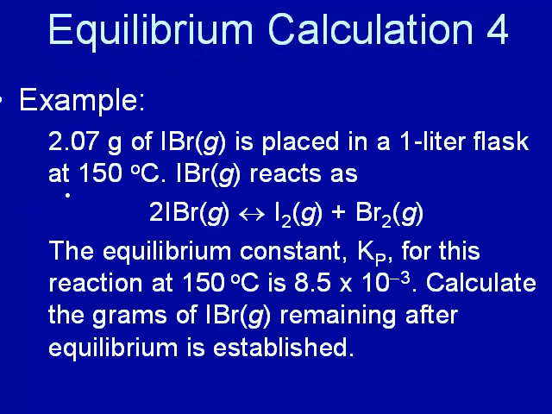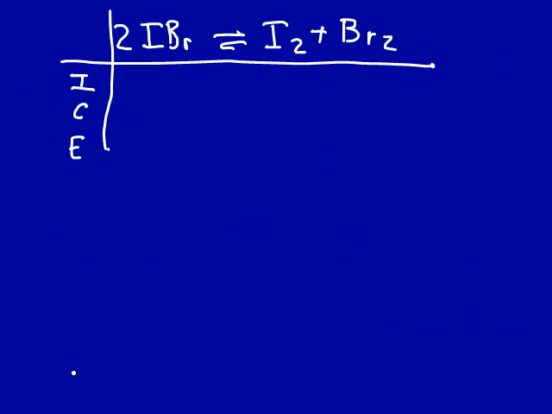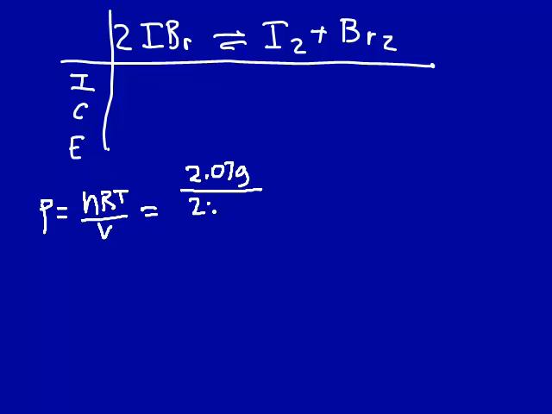Let's go back to the problem here. We're given grams. We convert that to moles. Here we have 1 liter. We have a temperature. Let's assume that IBr gas is an ideal gas, so we can use PV equals nRT in order to calculate what the pressure will be. So the pressure will be equal to nRT over V, assuming ideal gas behavior. Number of moles, well, 2.07 grams. Look up the molar mass of IBr. Turns out it's 207. How convenient.